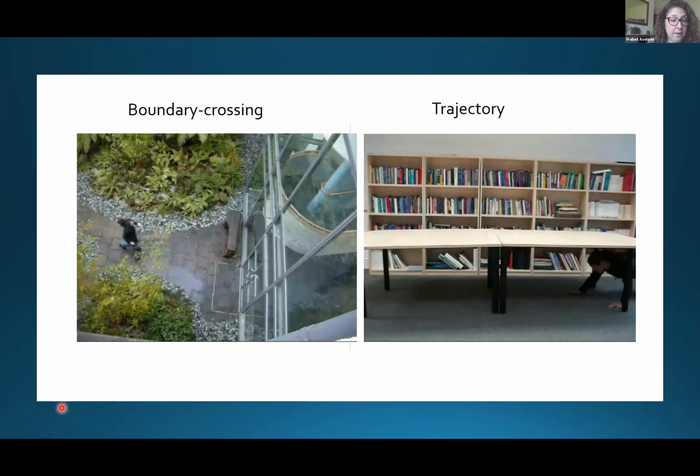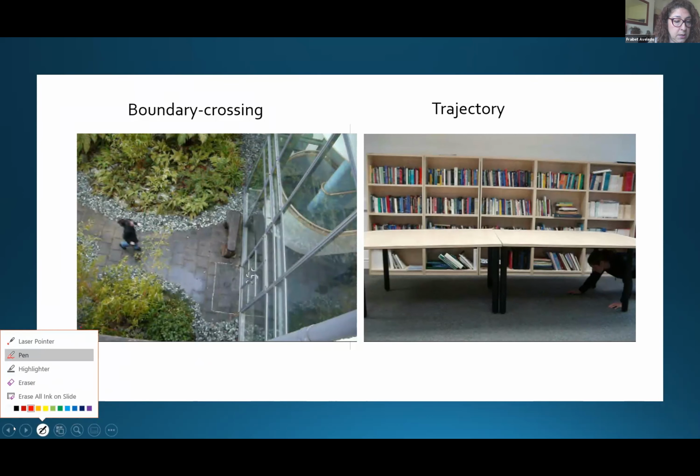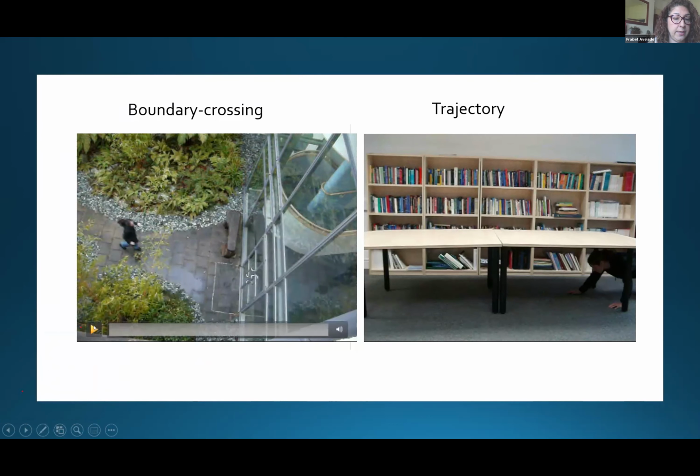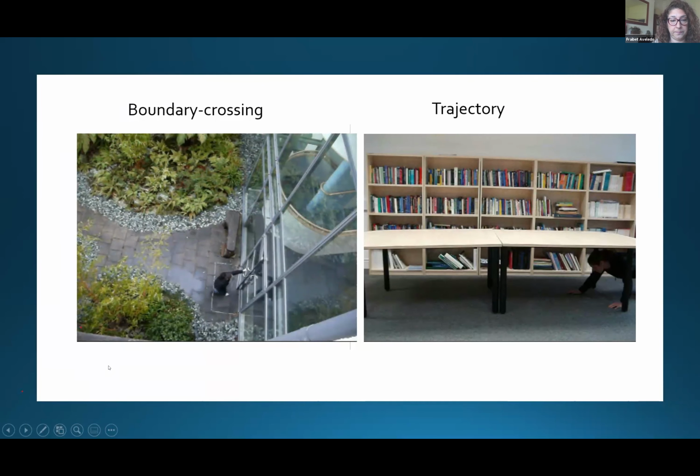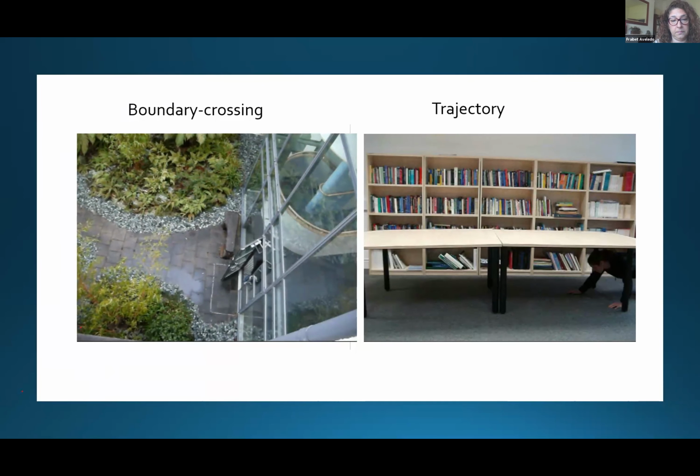Okay, so here we have some examples of how we, let me see if that works, sorry. So here we have a boundary crossing clip. And we have here a trajectory clip.